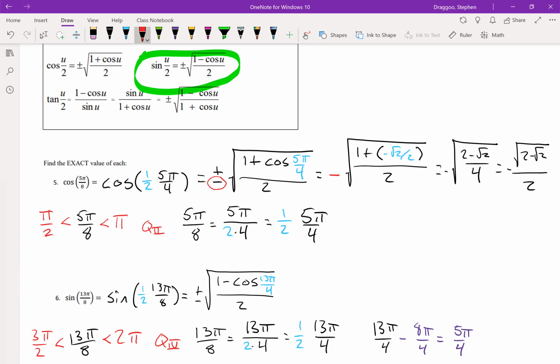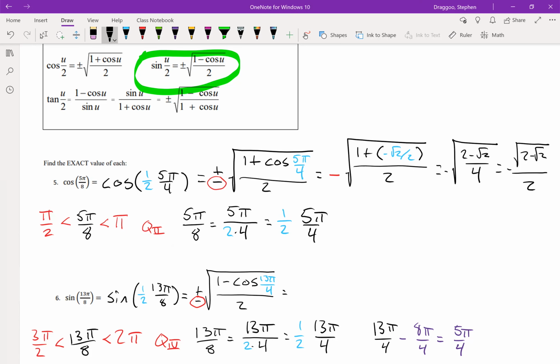Also, since we learned that our original angle was in quadrant 4 and sine is negative in quadrant 4, I want to choose the negative out of this plus or minus. So when we're trying to select a plus or minus in one of these half angle formulas, we always want to base it on the original angle that we're given. So whatever is originally going into sine, which in this case is 13 pi over 8, I want to make my decision based on that angle. So since 13 pi over 8 is in quadrant 4, I want to choose the negative angle here, which is why I've highlighted that negative sign in red.